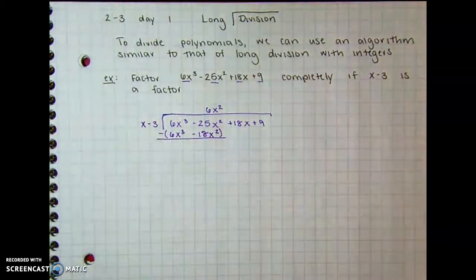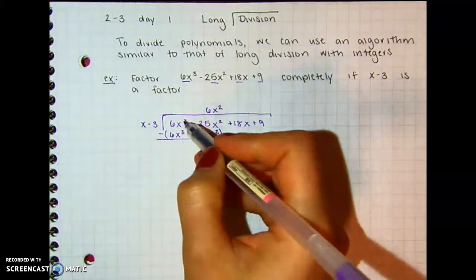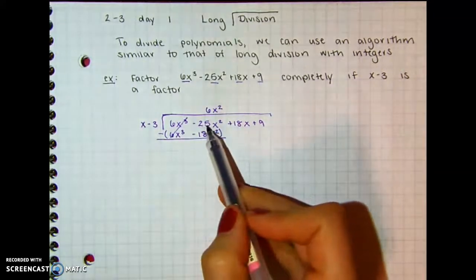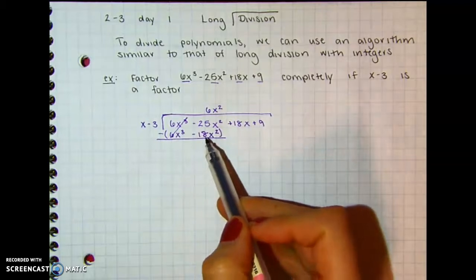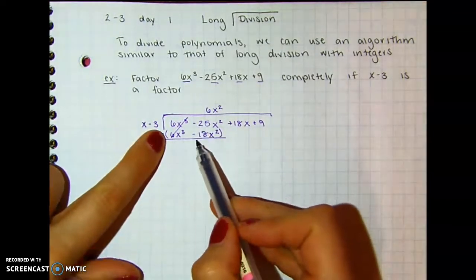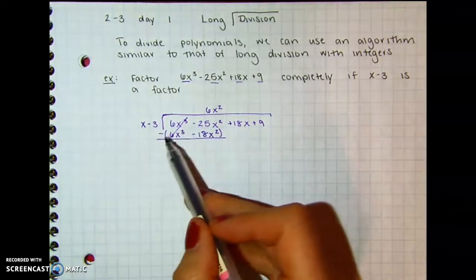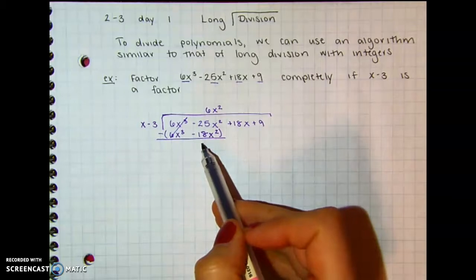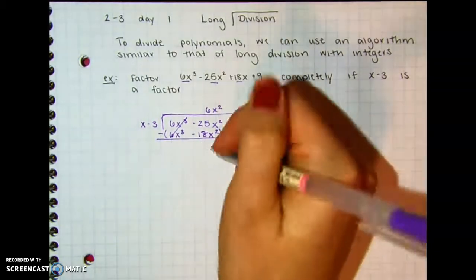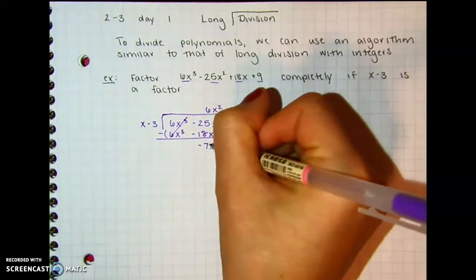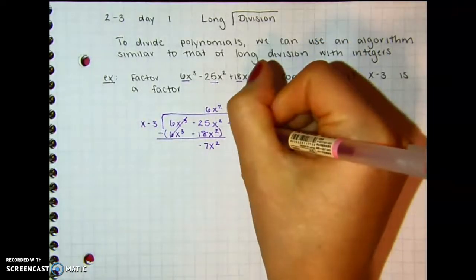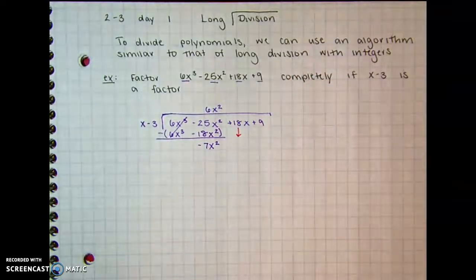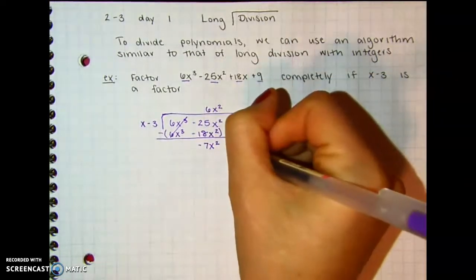So when we do that, these are going to cancel. And we do -25 minus -18. That is the next thing students mess up. They accidentally just do -25 minus 18. But if it's -25 minus -18, that becomes plus 18. So this is -7x squared. Then, because this is a polynomial with more terms, we bring this down, and we have plus 18x here.